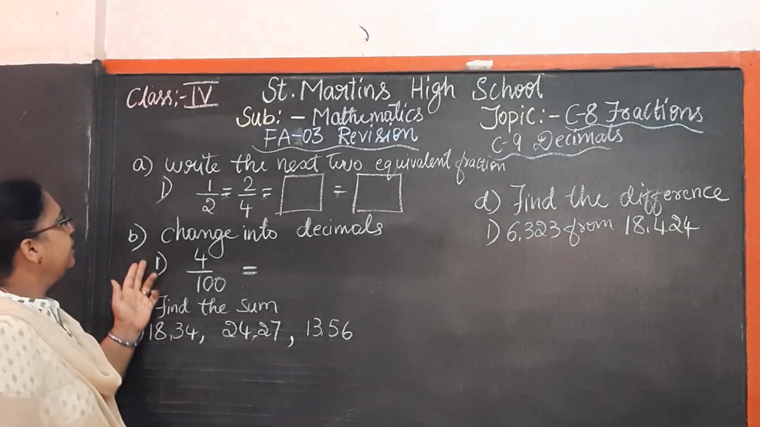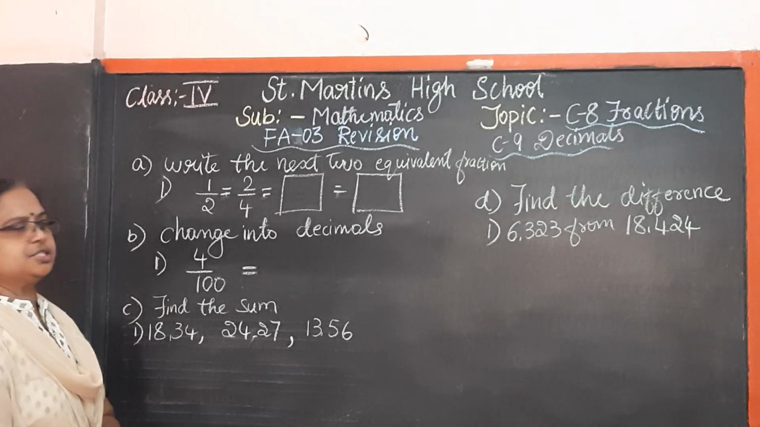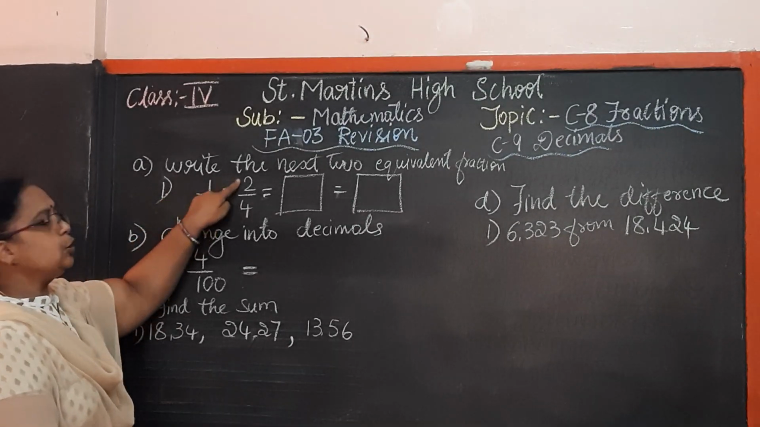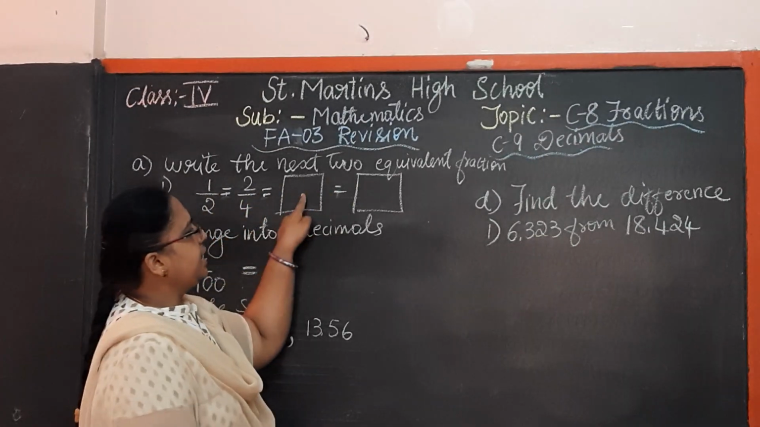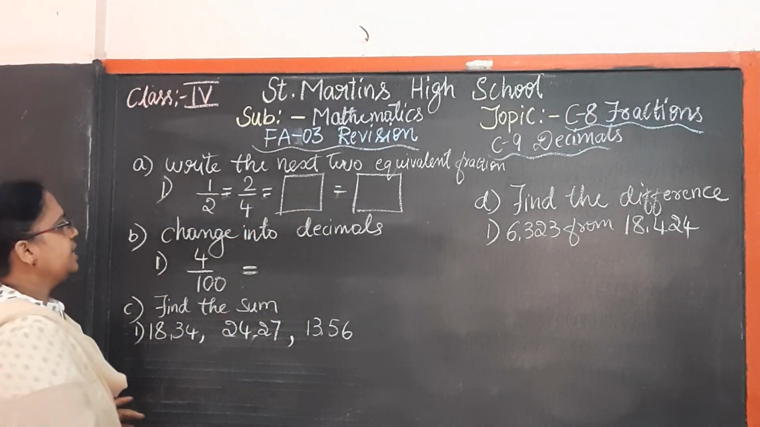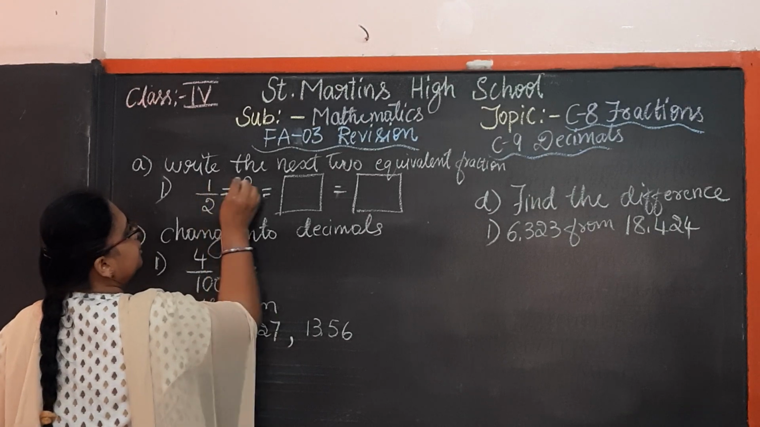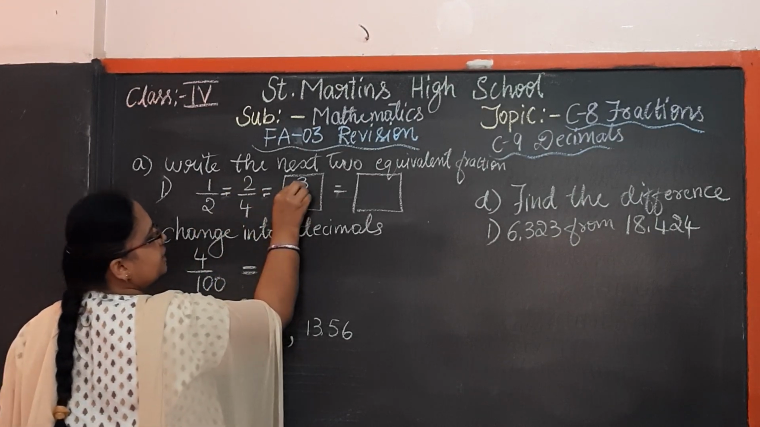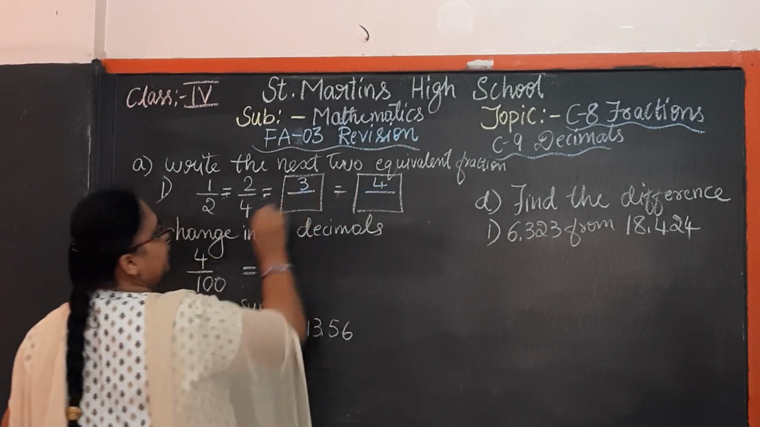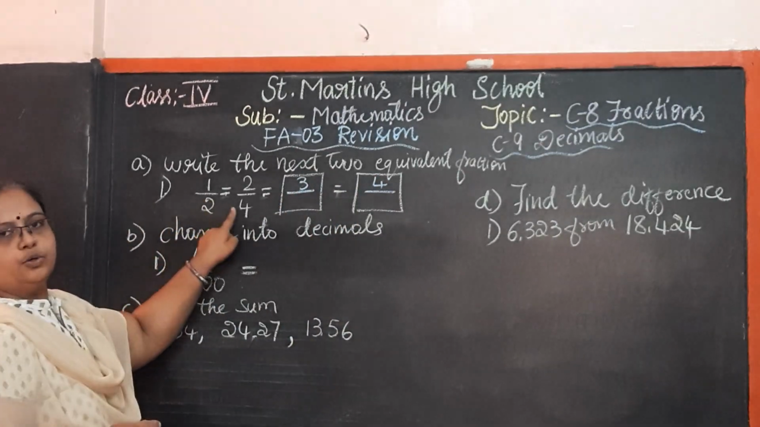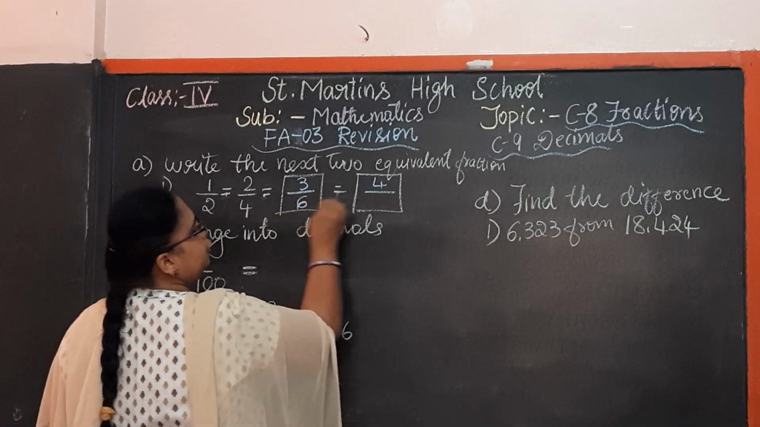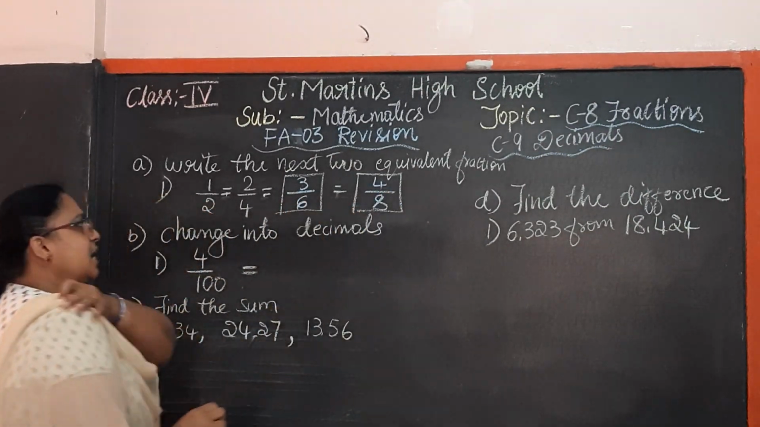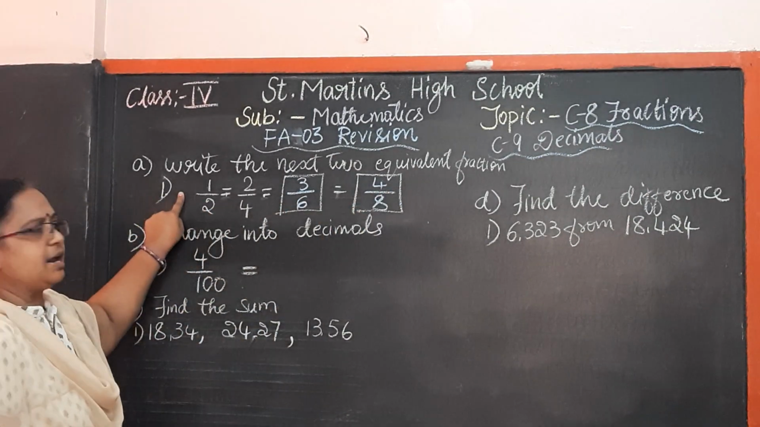Yes children, next, write the next two equivalent fractions. Children, 1 by 2 is equal to 2 by 4. We have to write the next two equivalent fractions. How do we write? After 1, 2, here we are going to write 3. 1 1s are 1, 1 2s are 2, 1 3s are 3, 1 4s are 4. And here 2 1s are 2, 2 2s are 4, 2 3s are 6, 2 4s are 8. This is how we have to write the next two equivalent fractions.